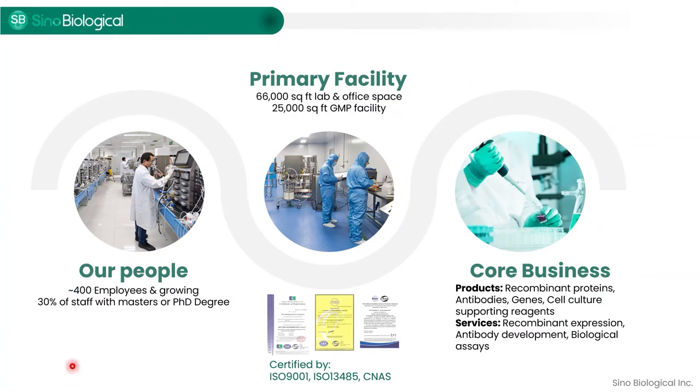Our company is actually growing pretty fast. Last year, we were awarded an IPO with a collection of $700 million capital for continuous development of the company. We have more than 400 employees, 30% of whom hold advanced degrees. We have large lab and office space in Beijing, China. Our core business includes catalog products and customized services. In terms of catalog products, we can provide recombinant proteins, antibodies, genes, and cell culture supporting reagents. The customized services are going to be our main topic today, which I will talk about in detail later.